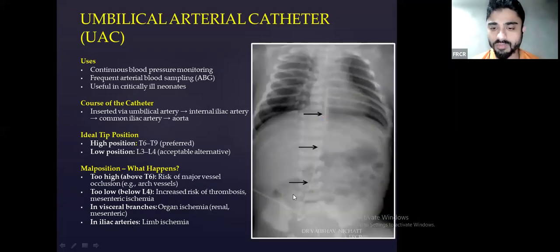So this is how the umbilical arterial catheter will look. This is the expected location of the umbilical cord. The umbilical arterial catheter will first go down into the pelvis, and then through the internal iliac artery, it will go up and lie on the left side of the vertebral column, because that is the expected location of the aorta, thoracic aorta as well as abdominal aorta. So this is a high placed umbilical arterial catheter between T6 and T9 vertebra.